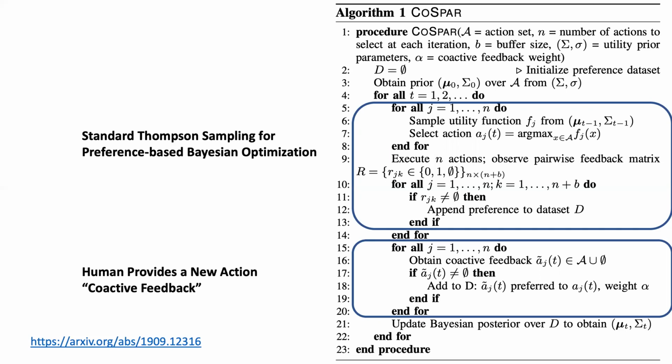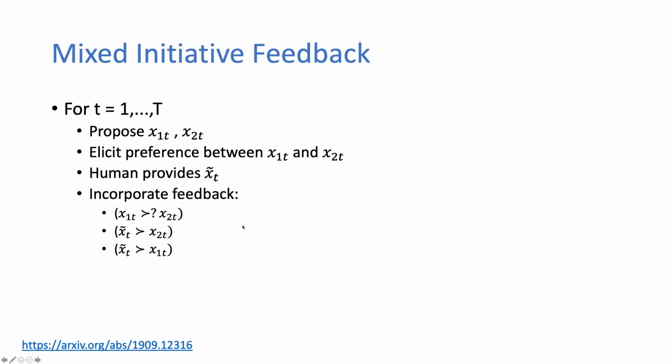If you go here, basically they translated it just into a common preference. That's what you see in the bullet points at the bottom. Normally in preference-based Bayesian optimization, you only get the first bullet point in the feedback, which is the algorithm proposes x1 and x2, and the human says, is x1 better than x2, or is x2 better than x1?